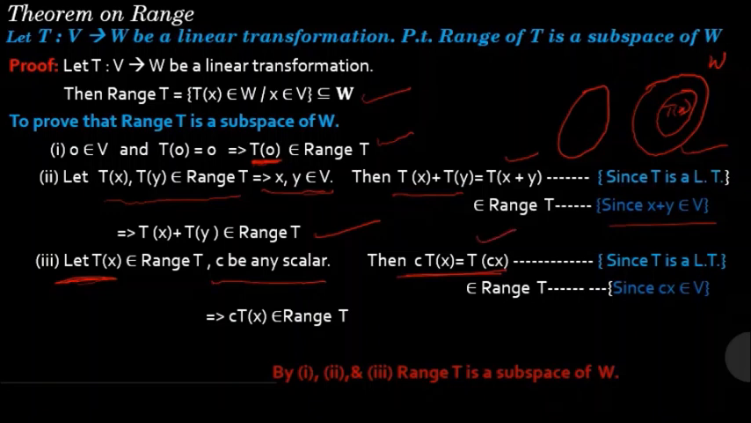That means this T of Cx is here. It is some image of Cx. What does it mean? C into T of X will be there in the range of T. So you have proved the three conditions which are required for a subspace. By 1, 2 and 3, range T is a subspace of W.